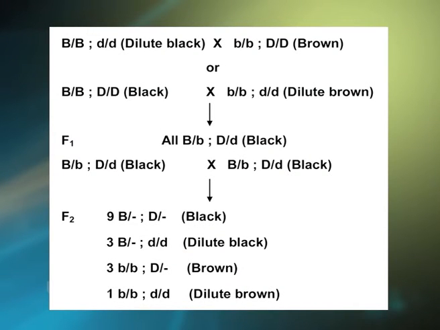Here, dilute black is crossed with brown, or black is crossed with dilute brown, and the F1 progenies are black. When the black progenies are crossed between each other, we get F2 progenies in the ratio 9:3:3:1, the 9 representing black, 3 representing dilute black, 3 representing brown, and 1 representing dilute brown.